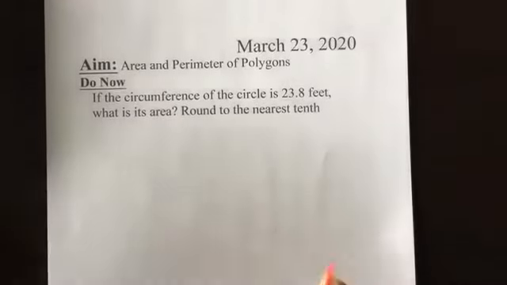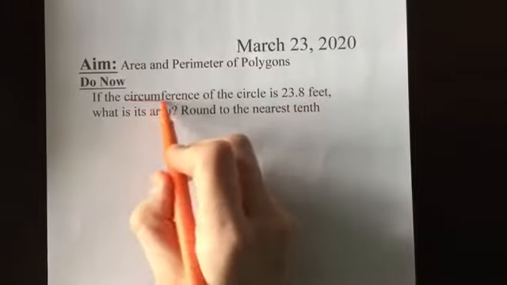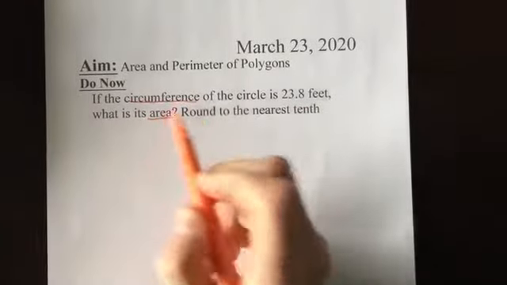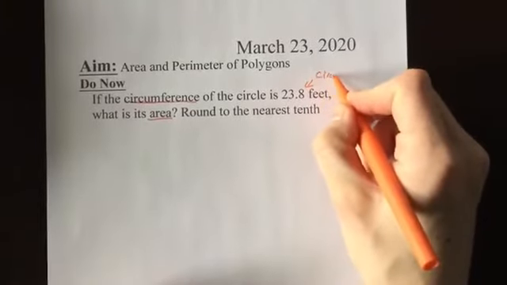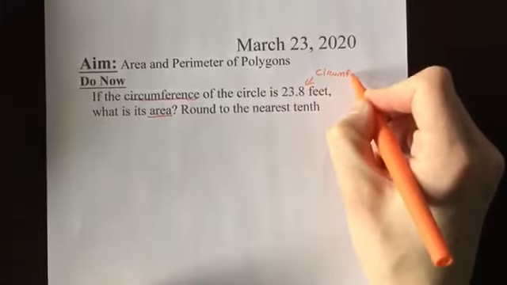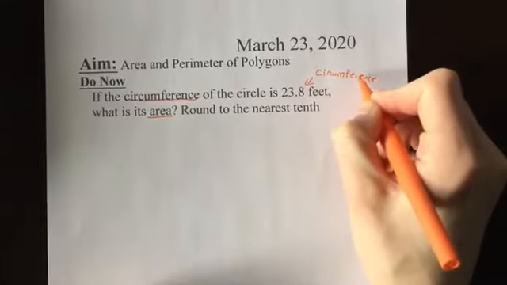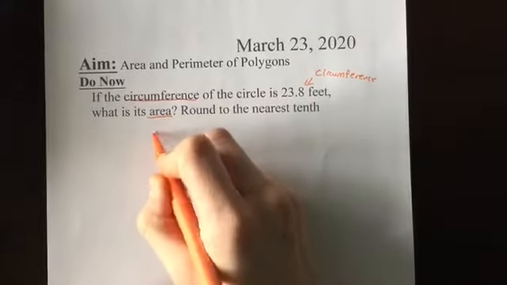Okay, so today we're going to take a little throwback to what we did on Friday, circumference and area of circles. So here's our do now. If the circumference of the circle is 23.8 feet, what is the area? So we're looking for area, but we're told that the circumference is 23.8 feet.